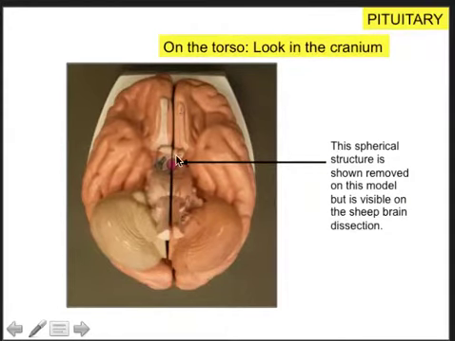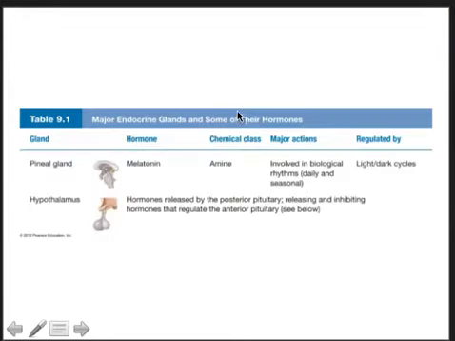There's the optic chiasm and optic nerve, and of course here is the medulla oblongata and the pons, and you can see the various cranial nerves radiating out from the brainstem as well. There, of course, is the cerebellum, the occipital lobe, the temporal lobe here, and of course the frontal lobe. Looking here, it talks about the pineal gland and the hypothalamus, the hormones that they produce, the chemical class that they belong to, and their major actions and how they're regulated.